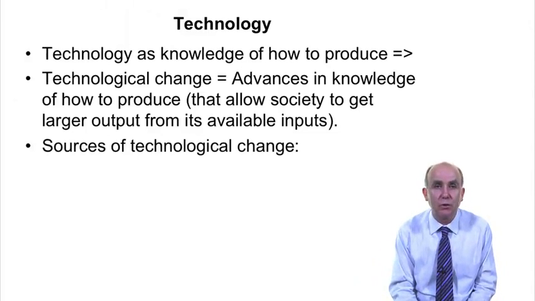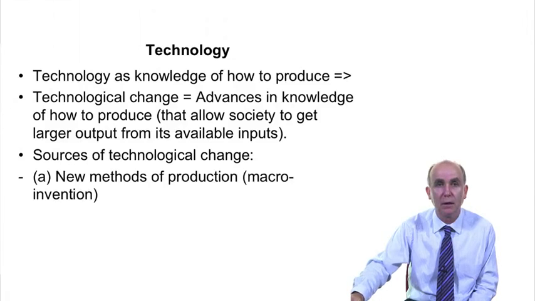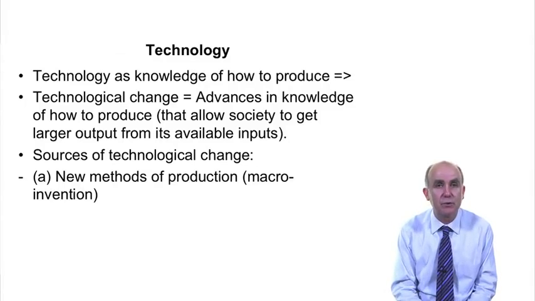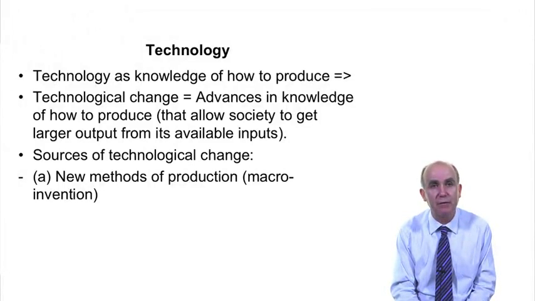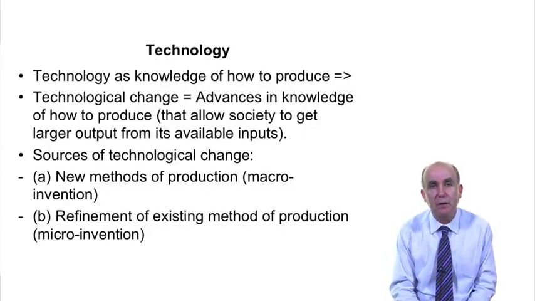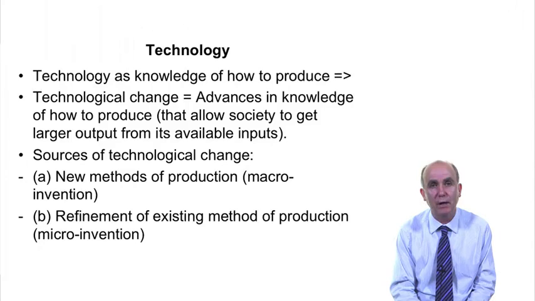We can think about sources of technological change in terms of the model of production that I just described. One source of technological change would be if we found a new method of production that allowed us to produce more output from the inputs we have available. That's often referred to as macro invention. The other possibility is that we have a particular method of production and then we refine that method in a way that allows us to increase the amount of output that we get from our inputs, and that's often referred to as micro-invention.